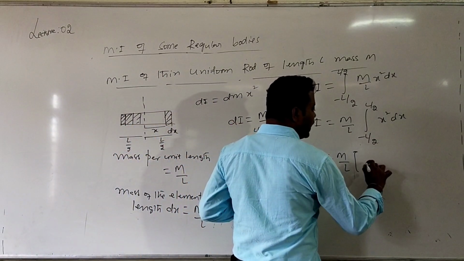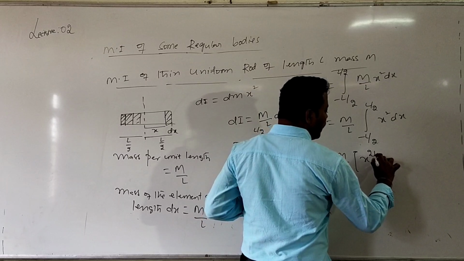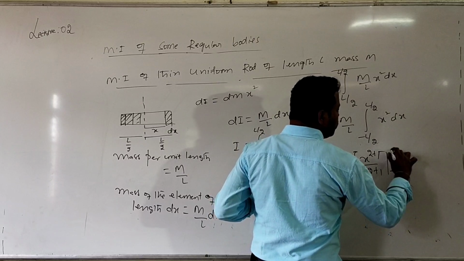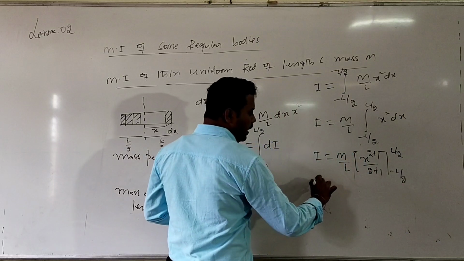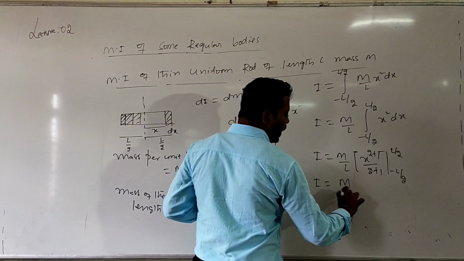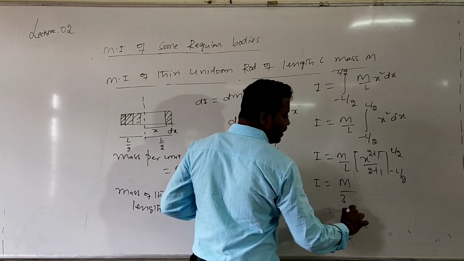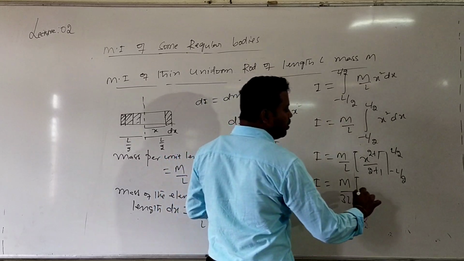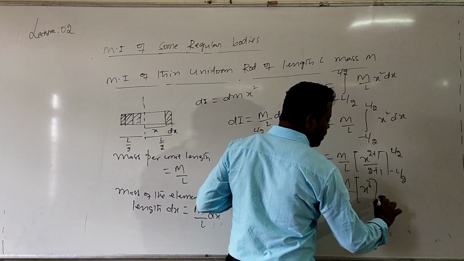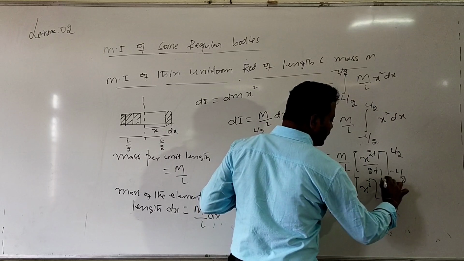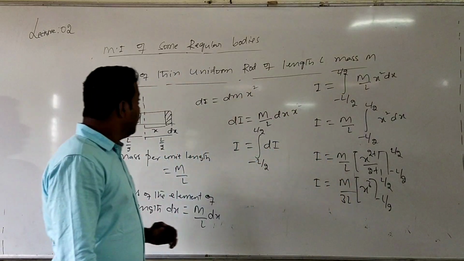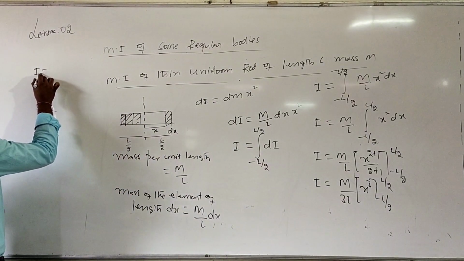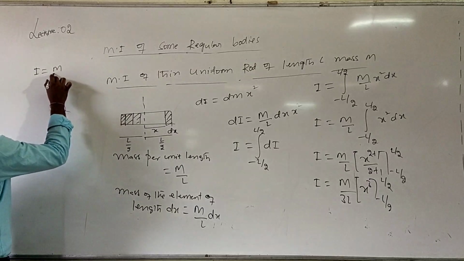So what will we get here? x power 2 plus 1 by 2 plus 1. Limits are given by minus L by 2 to plus L by 2. So I is equal to M by, can I bring this 3 outside? So what will we get? M by 3L into x cube, from minus L by 2 to plus L by 2. Understood? Minus L by 2 to plus L by 2. So what remains here? I is equal to M by 3L.